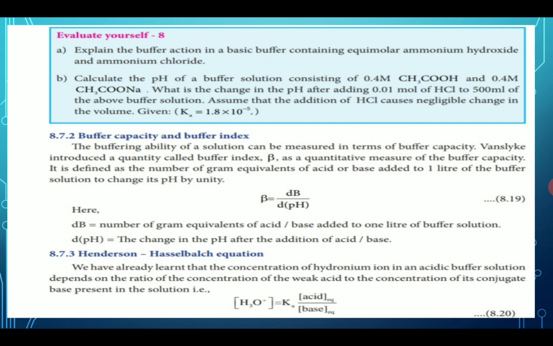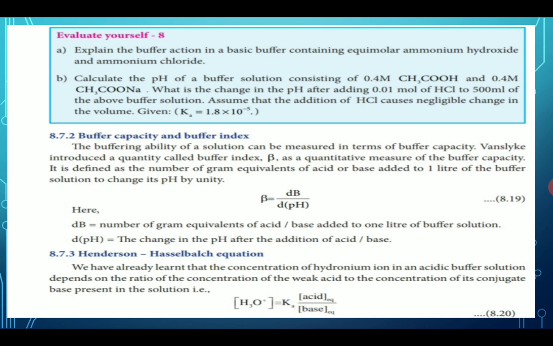Buffer capacity and buffer index. The buffer ability of a solution can be measured in terms of buffer capacity. Van Slyke introduced a quantity called buffer index, that is beta. Remember, once it was asked in an objective type question, beta is equal to dB by dpH. This quantity, a measure of buffer capacity, is defined as the number of gram equivalents of acid or base added to 1 liter of the buffer solution.